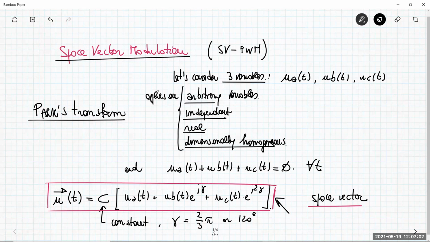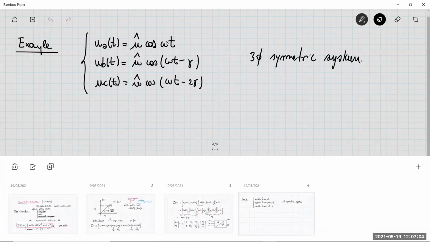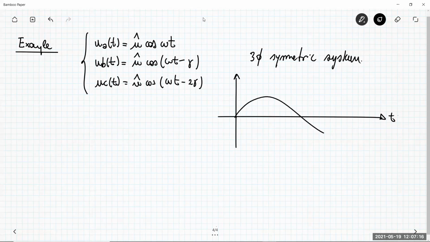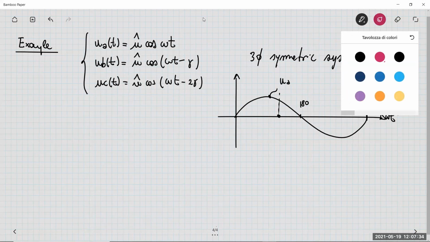So this is the case. If you have a 3-phase symmetric system like this, for example, it means that you have this can be ua, 360 degrees, 180, so basically 120 is here.